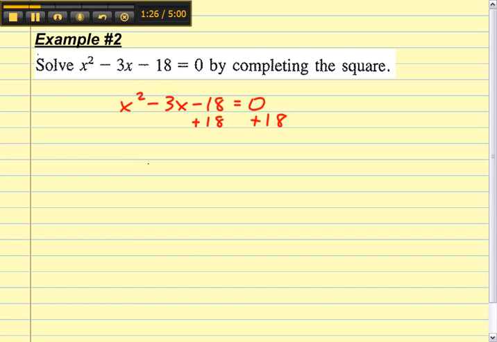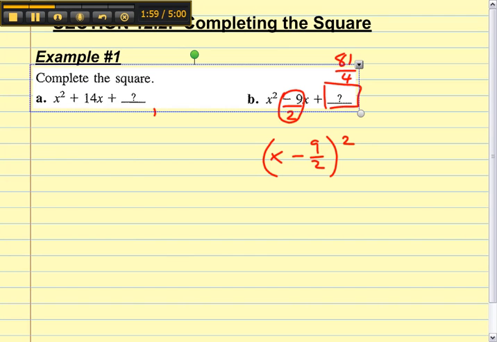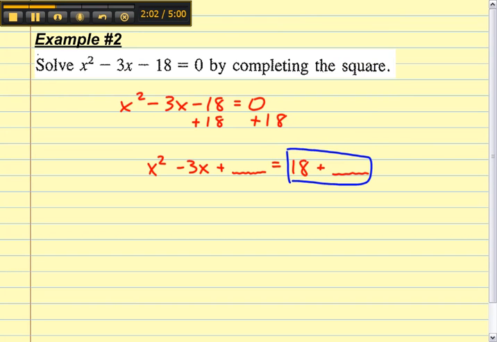So now that's going to give me x squared minus 3x plus something equals 18 plus something. Because remember, if I add something to one side, I'm going to have to add it to the other. Now, this stuff over here in blue, let's forget about that for a moment. Go back to example number 1. Do you see how in example number 1, this part right here, x squared plus 14x plus question mark, looks like what we're doing right here? x squared minus 3x plus blank. We want to make it a perfect square.